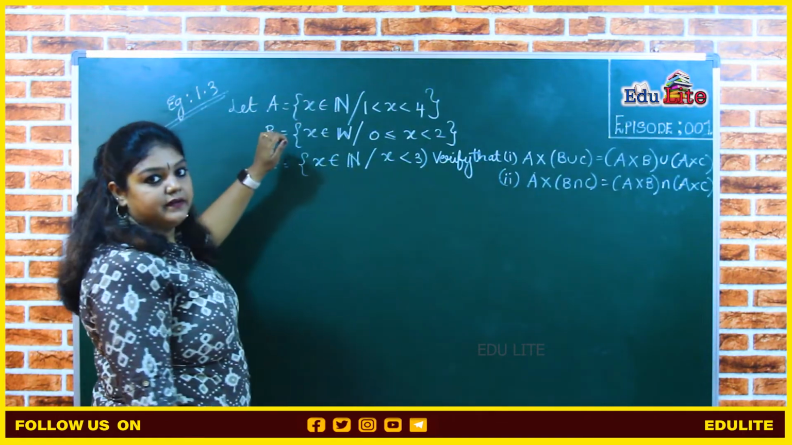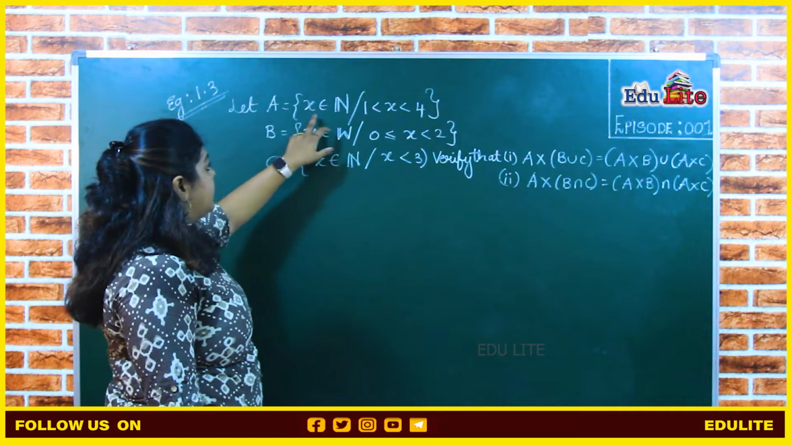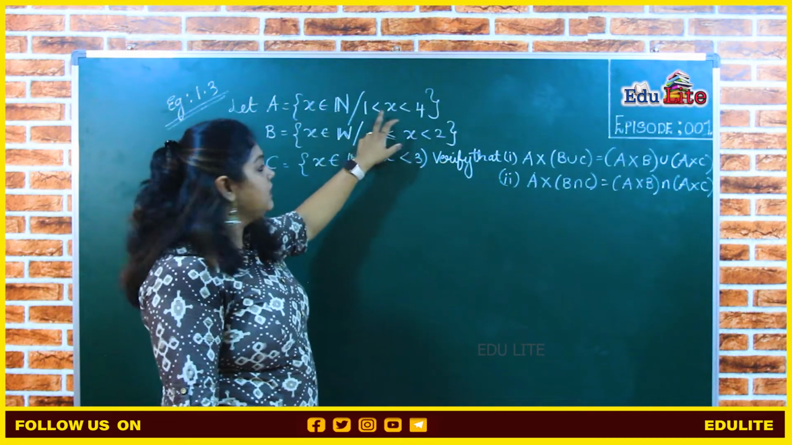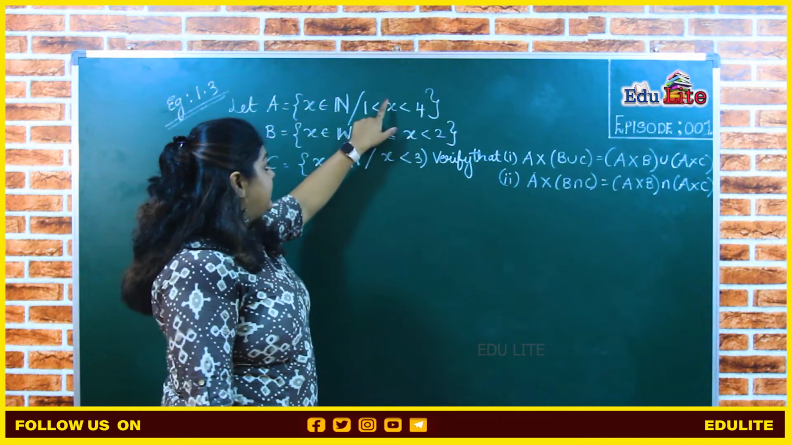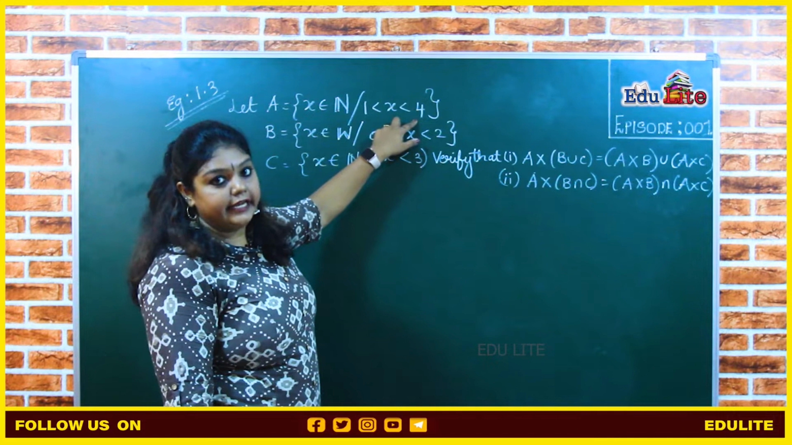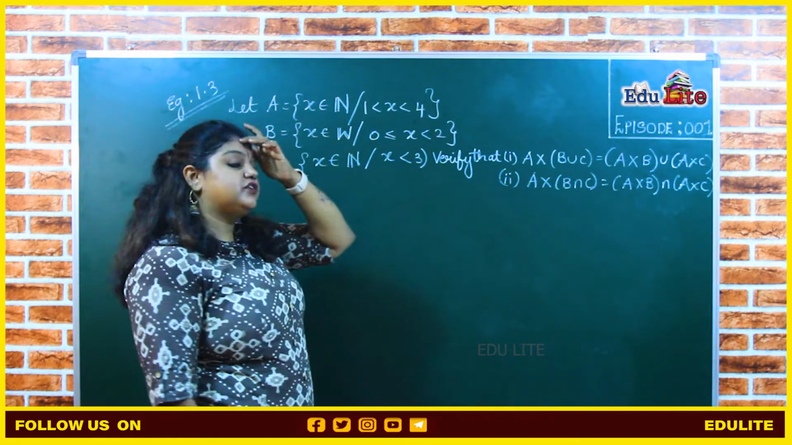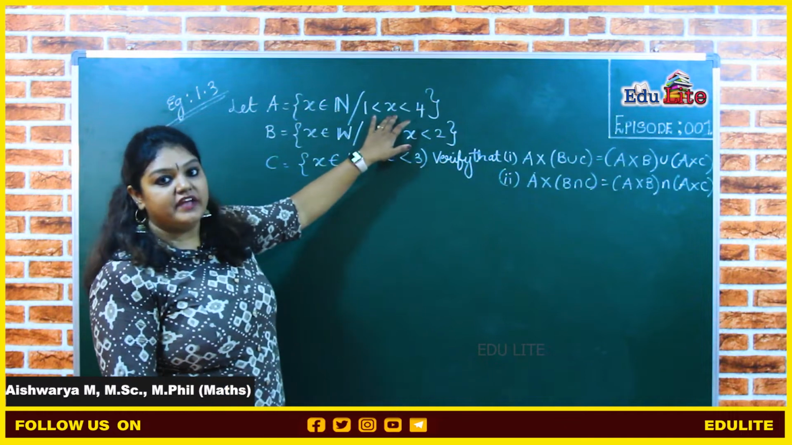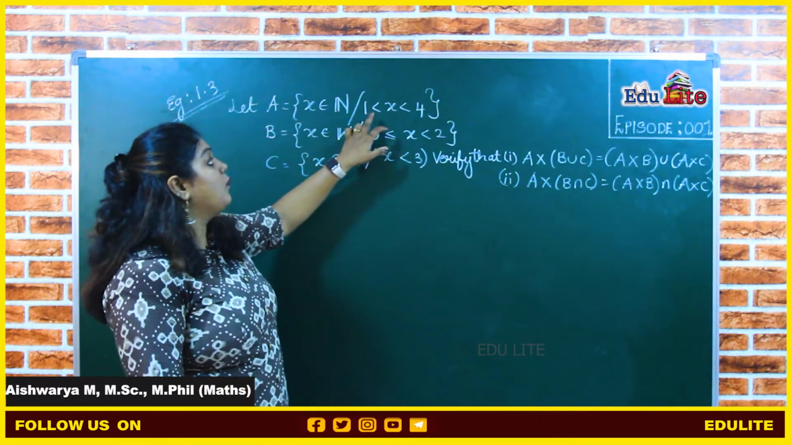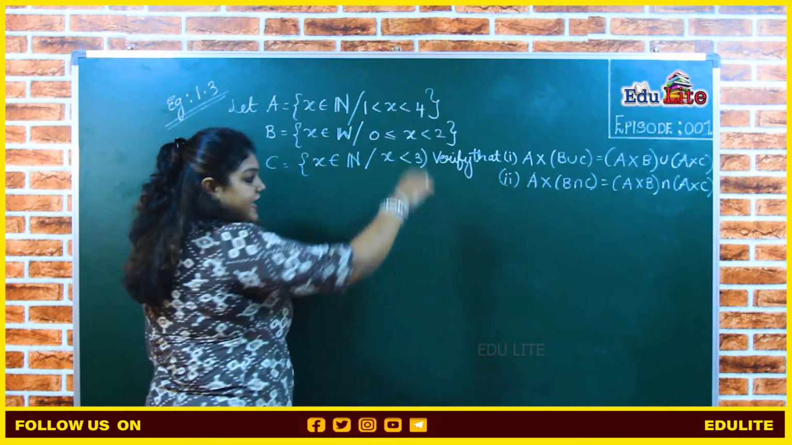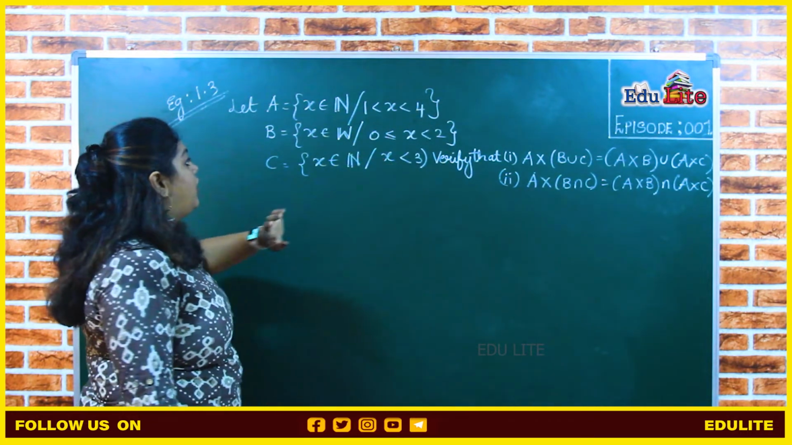In this example, we are given A as: x is a natural number such that x varies between 1 and 4, where this less than sign means 1 and 4 are not included. We all know that natural numbers start with 1, and x varies between 1 and 4, where 1 and 4 are not included because it is only less than.